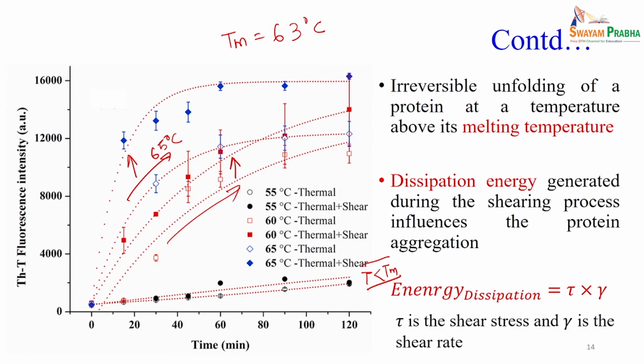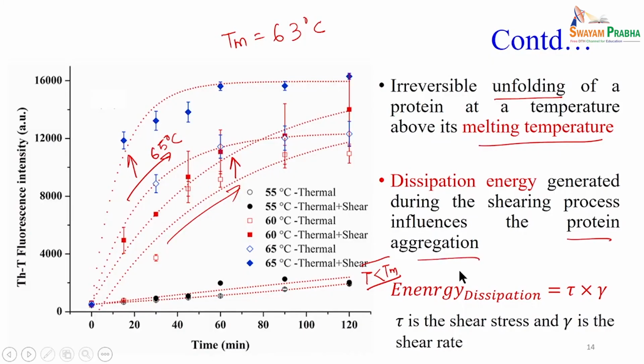So, you can summarize that there is an irreversible unfolding of a protein if the temperature is above its melting temperature. So, this is the role of thermal energy. Now, the dissipation energy which is generated during the shearing enhances or accelerates the aggregation process. If you want to calculate the dissipation energy, we can calculate it simply as a product of shear stress and shear rate. If you simply multiply the shear stress and shear rate, we can calculate the dissipation energy.